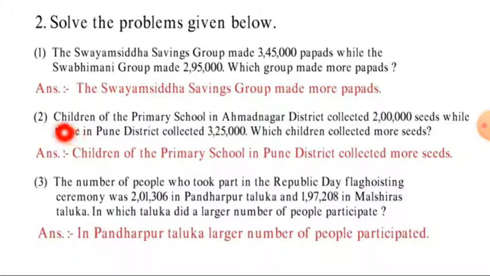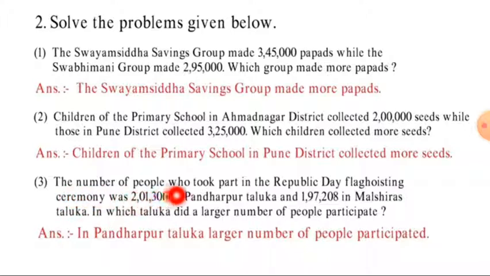Then the next question, copy the next question. Children of the primary school in Ahmednagar district collected 2 lakh seeds while those in Pune district collected 3,25,000. Which children collected more seeds? Now in Ahmednagar district, children collected only 2 lakh seeds and in Pune district, children collected 3,25,000. So the answer is children of the primary school in Pune district collected more seeds. Now copy the third sum.